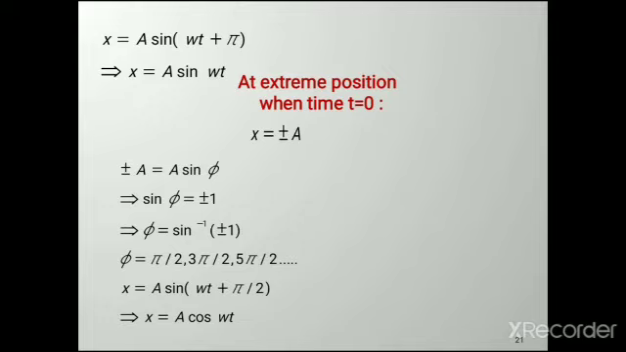Listen student, when object starts its motion from mean position, the displacement is given by the formula x is equal to a sine omega t, and when object starts its motion from extreme position, the formula for displacement is x is equal to a cos omega t.